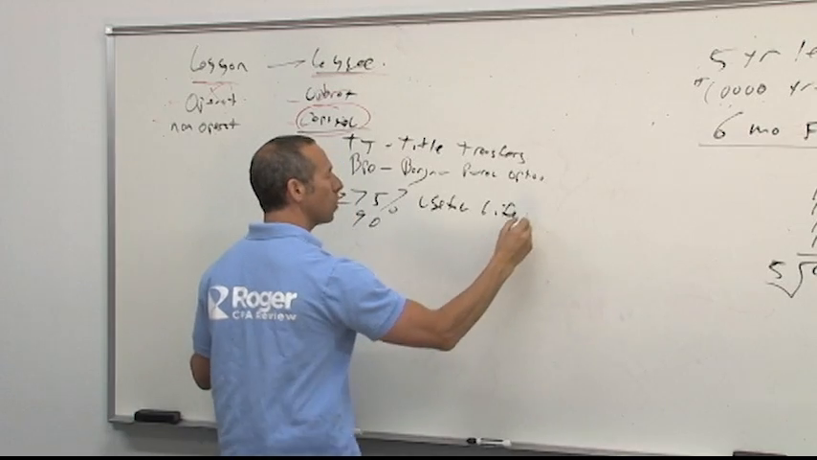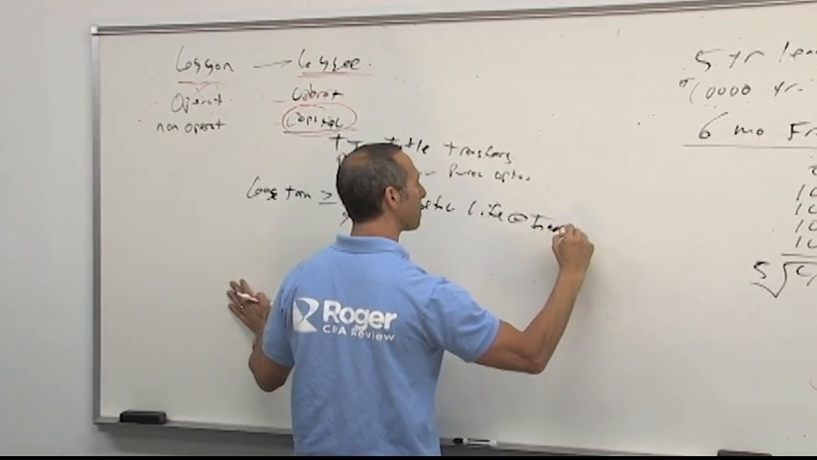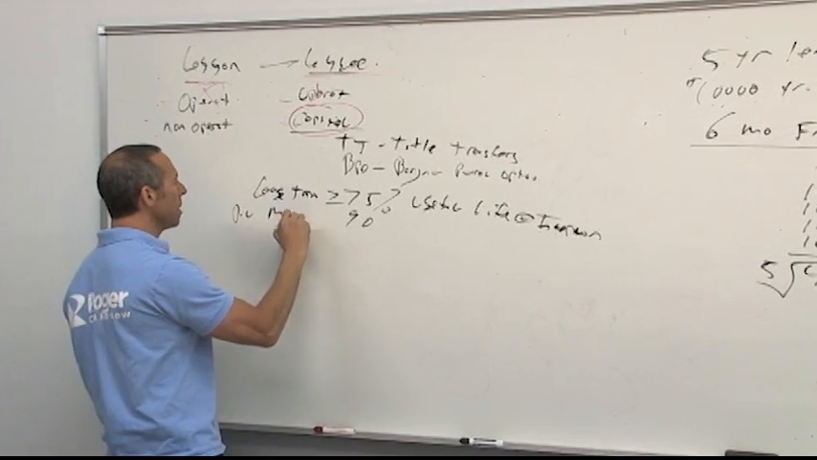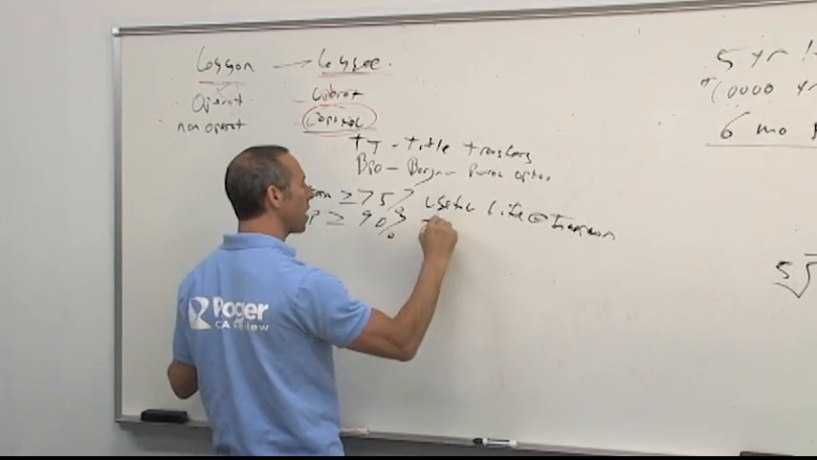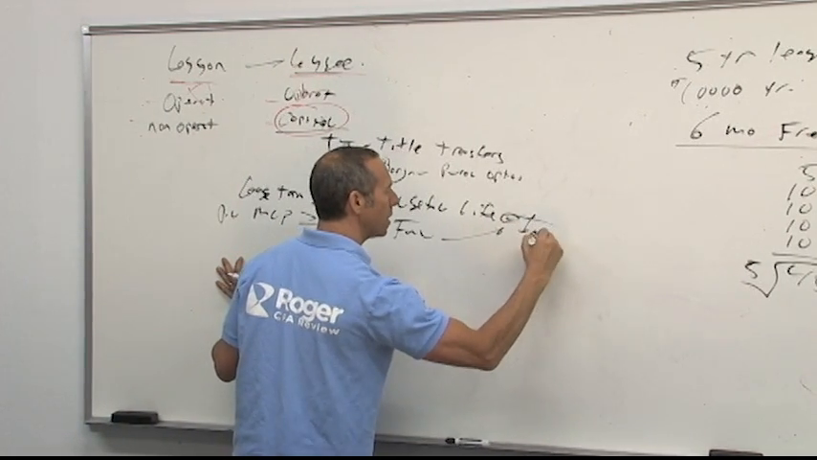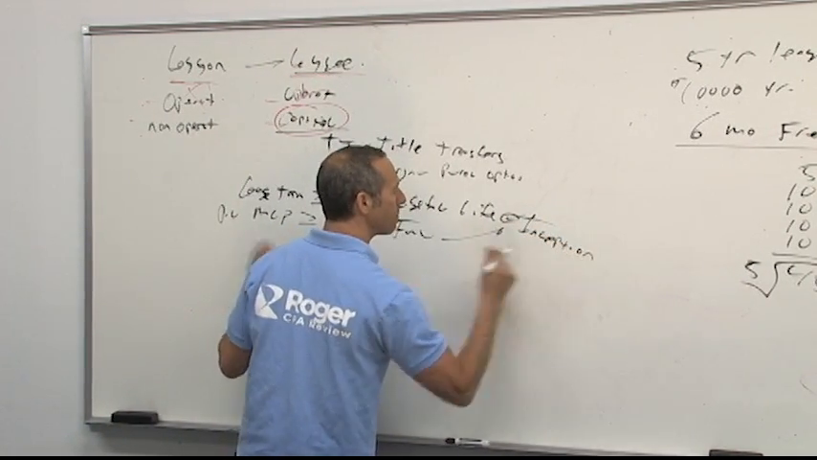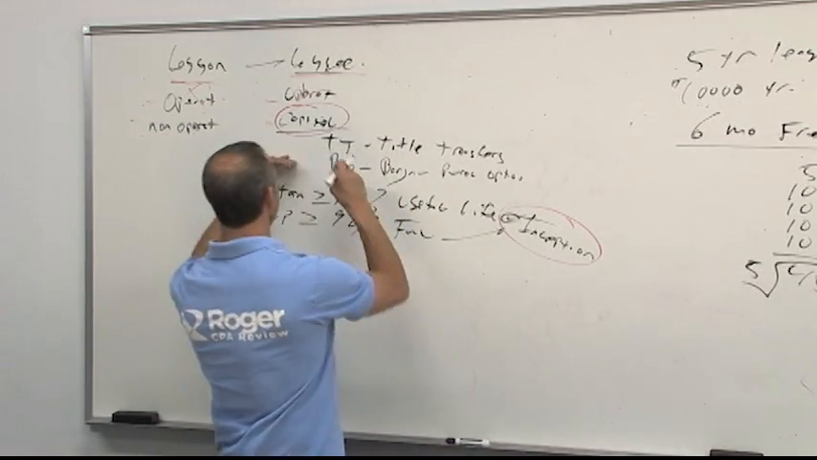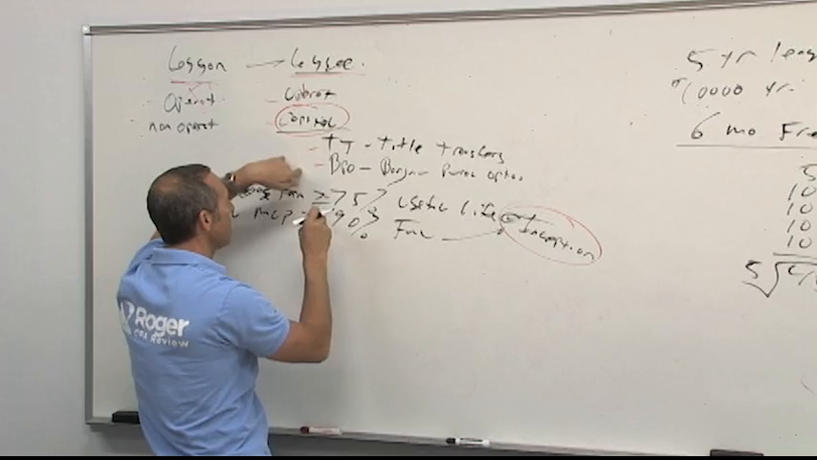Now that's useful life at inception of the lease. And then 90 says the present value of the minimum lease payments is greater than or equal to 90% of the fair market value at inception. Let me write that so you can read it. What does at inception mean? It means at inception of the lease, when you first start the lease. So what are they? TT, a BPO, 75 or 90.